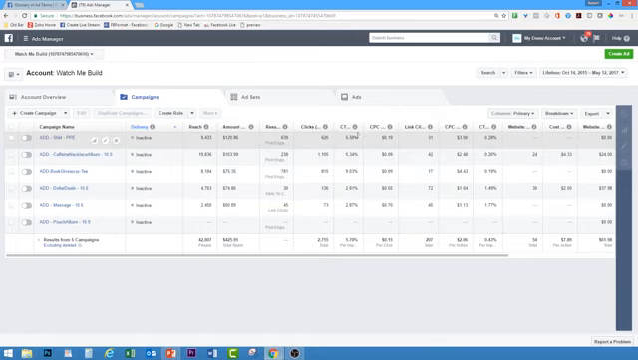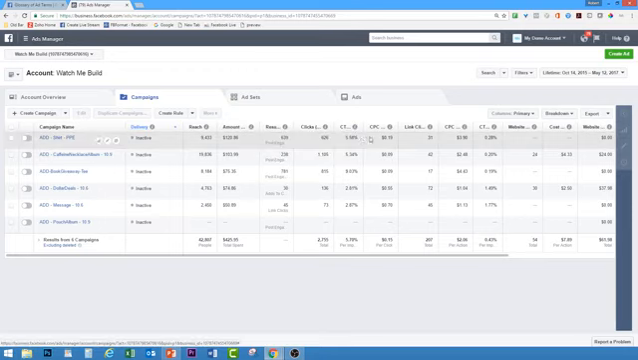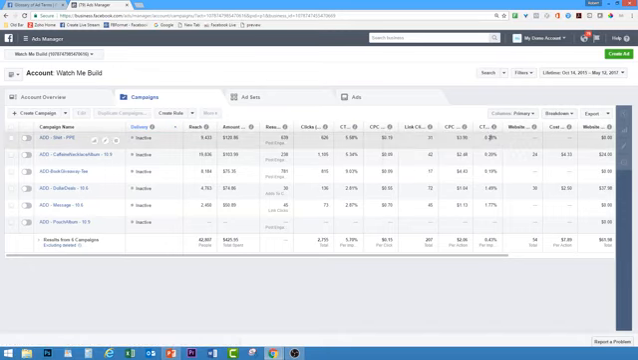So right here we have a shirt where the click-through rate is 5.58%. The click-through rate for the links is not even a whole percent. It's 0.28%, right? It's way down there. Now, notice that this is a page post engagement ad, right?